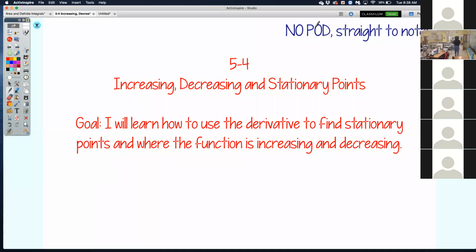Okay, so today we're going to continue our journey into calculus as we talk more about the derivative with increasing, decreasing, and stationary points. You are going to learn how to use the first derivative today to find stationary points and also where the function is increasing and decreasing, okay? But before we do that, I need to make sure you understand what is increasing and decreasing, okay?